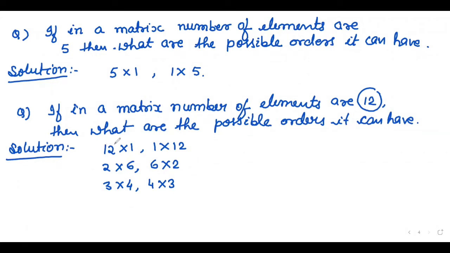Here 12 is representing rows and 1 is representing columns, so the number of rows is 12 and columns is 1. Then here 1 row and 12 columns. Then 2 rows, 6 columns; 6 rows, 2 columns; 3 rows, 4 columns; 4 rows, 3 columns.